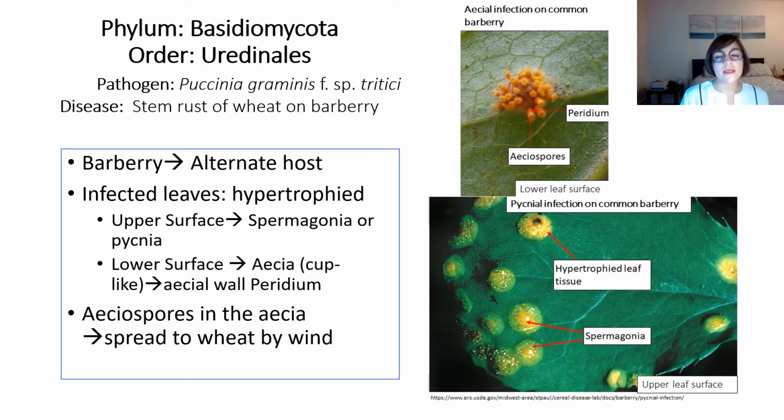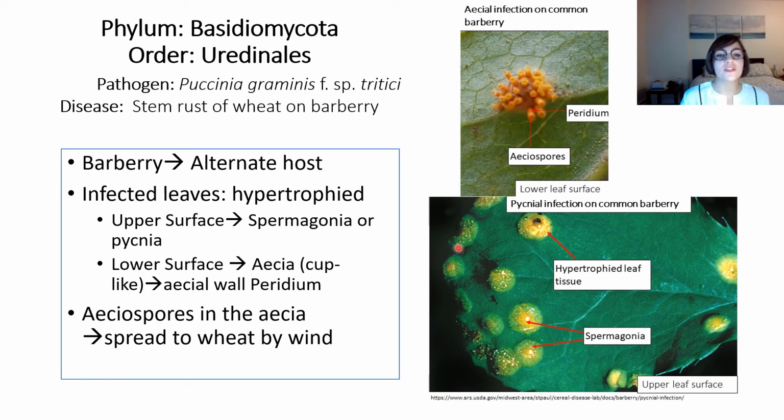This pathogen, in order to complete its life cycle, needs 2 different hosts. The first one is the wheat, and the second one is the barberry. So barberry is considered the alternate host for Puccinia graminis forma specialis tritici, and infected leaves of barberry become hypertrophied, as we can see over here in the photograph.